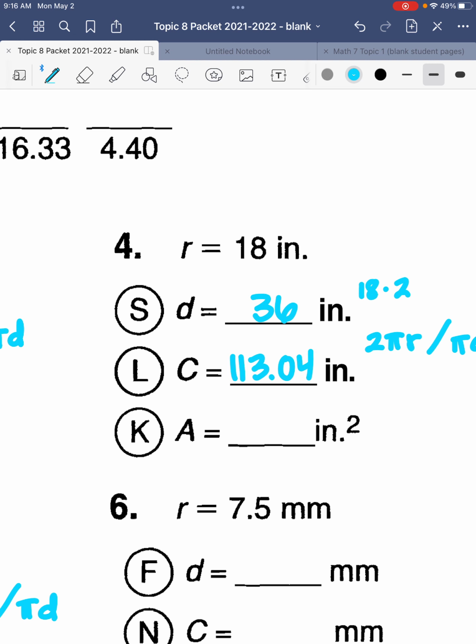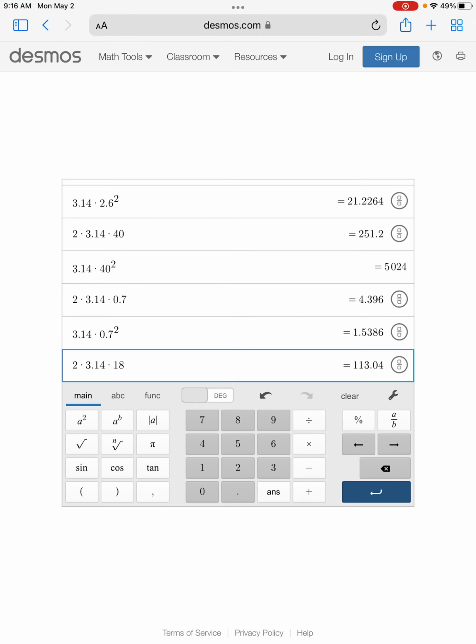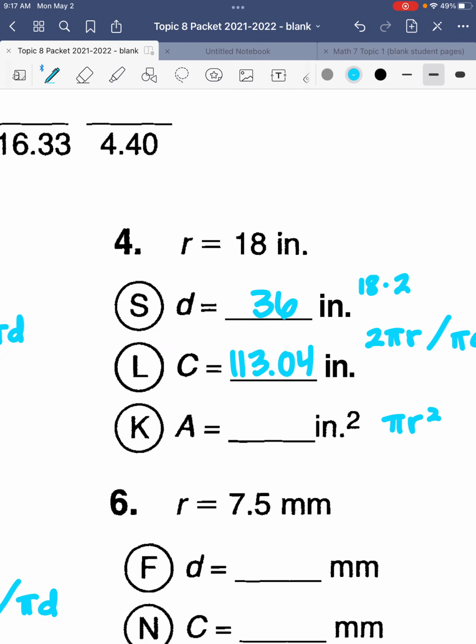So that's my circumference. Now my area, I'm always going to use pi times the radius squared. So go back to our calculator, 3.14 for pi times 18 for the radius, but I have to square it, so hit that A2 button, and I get 1,017.36. So 1,017.36 inches squared is my area.